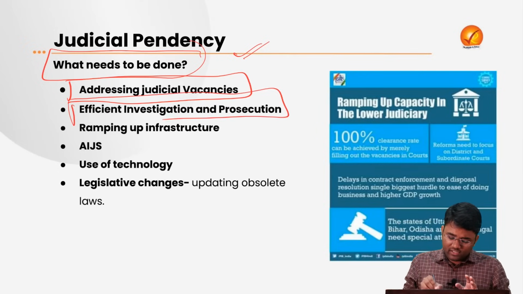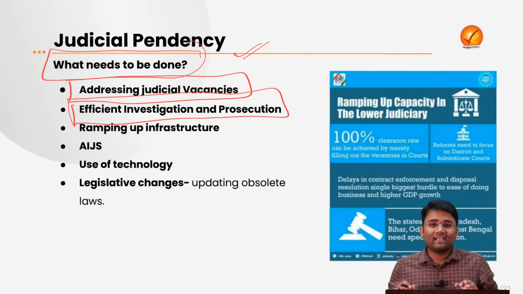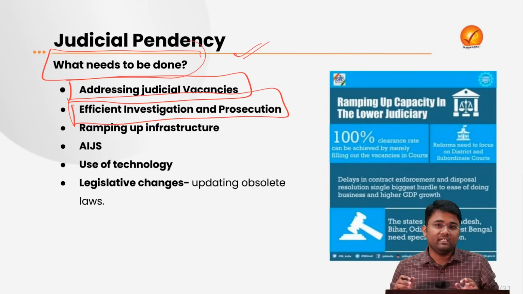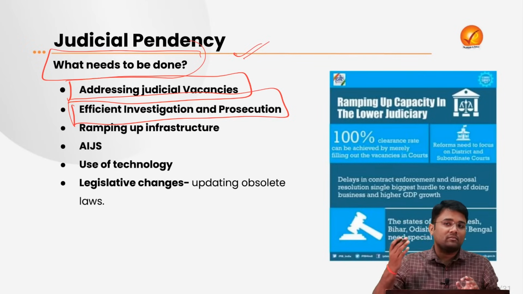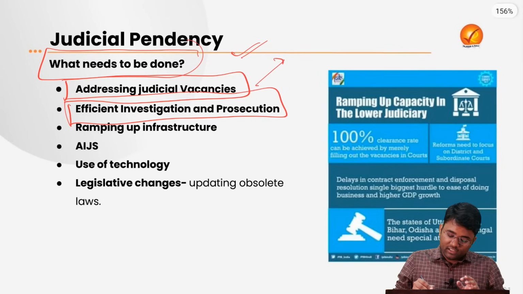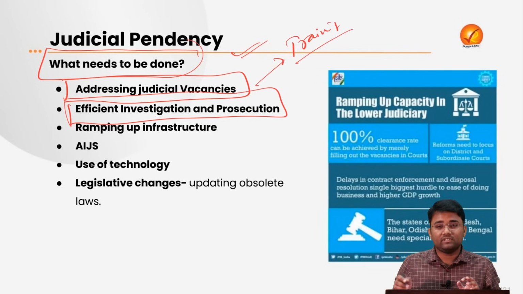Then there is need for efficient investigation and prosecution. There are times when the police officers do not investigate properly. They do not keep the various evidences properly, and the prosecution also doesn't work properly, and that leads to a poor case where litigation goes on for various years. The appeals go on from one court to another court, and that leads to higher judicial pendency. So there is need for providing better training to the police officials and the prosecution, so that they are well prepared for all the nitty-gritties of the investigation and the prosecution.